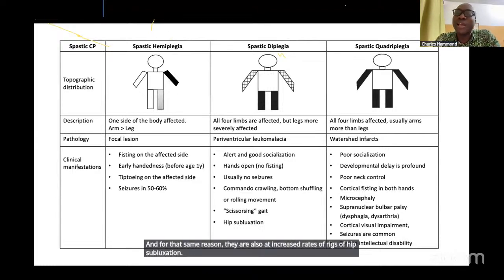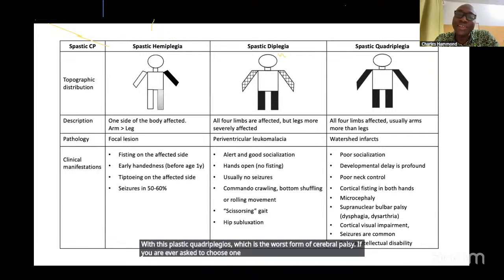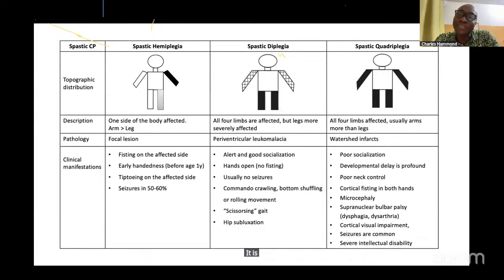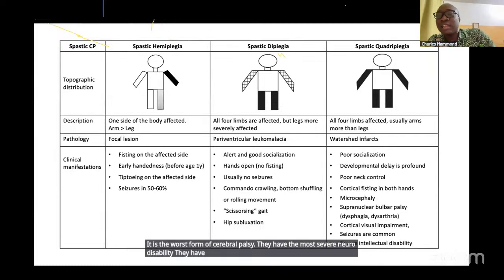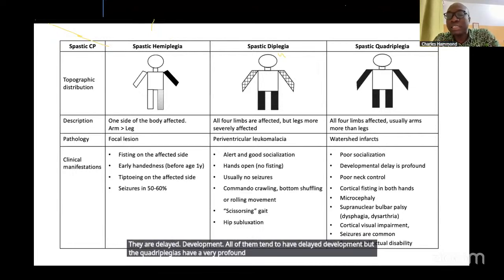With spastic quadriplegia, which is the worst form of cerebral palsy, if you are ever asked to choose one for yourself, stay away from spastic quadriplegia. They have the most severe neurodisability. They have poor socialization. All of them tend to have delayed development, but the quadriplegias have a very profound delayed development and poor neck control. They tend to have cortical fisting in both hands.